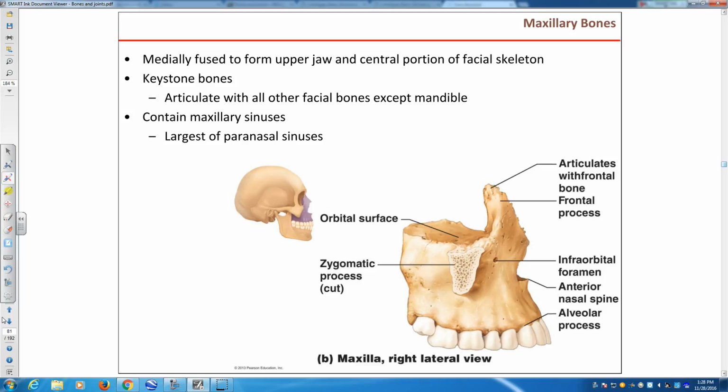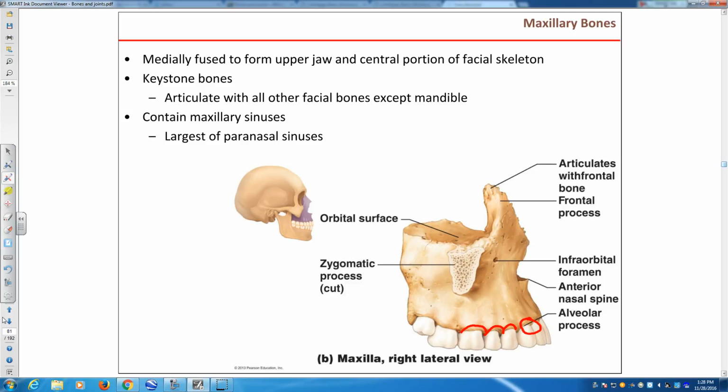Alveolar processes, right here, you can see, each alveolar process holds the teeth inside. Actually, the same alveolar processes can be found on the mandible.